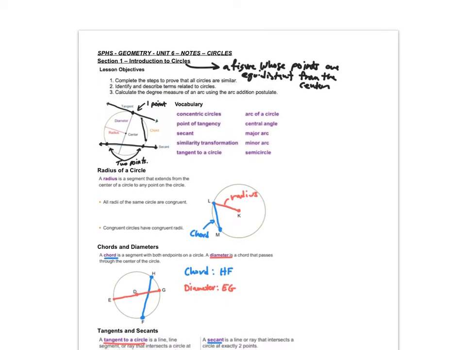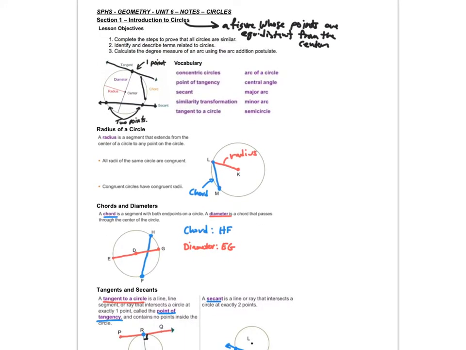What I want you guys to notice is that this is a lot of vocabulary, and just understanding the difference between a chord, a diameter, tangents, secants, and a radius on this page is important.